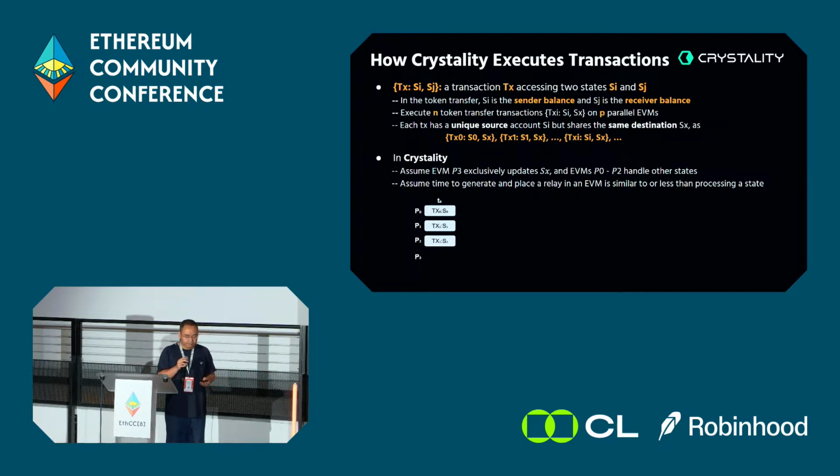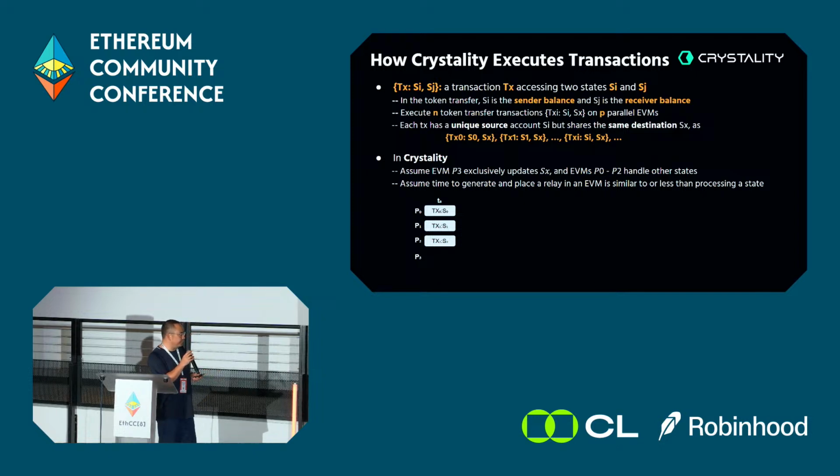We assume we execute n token transfer transactions on P parallel EVMs. Each transaction has a unique source account SI, but shares the same destination SX. In Crystality, we also assume one EVM, in this case EVM P3, exclusively updates state SX, and EVMs P0 to P2 handle other states.